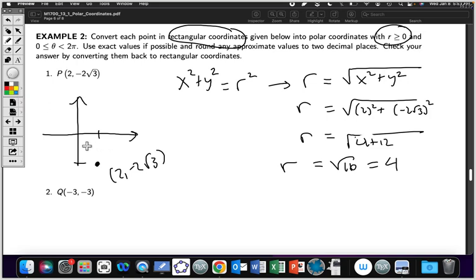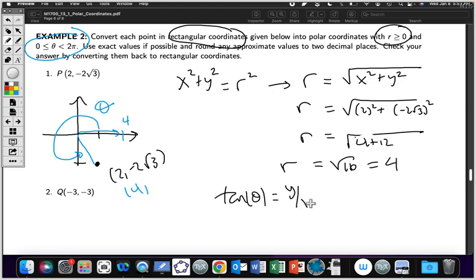So that tells me that this point is 4 units away from the origin. And now I have to figure out what theta is going to be. I want theta specifically from 0 to 2 pi, so that's why I'm drawing it that way. So I go back and the tangent of theta is y over x, negative 2 square root 3 over 2, negative root 3. Do I recognize that? Yeah, the reference angle is 60 degrees, aka pi over 3.